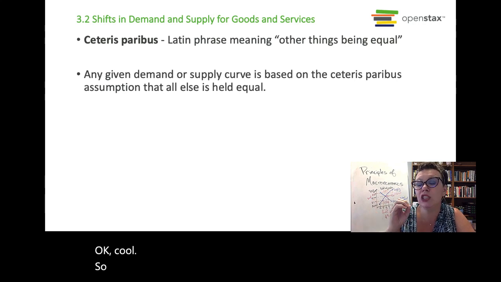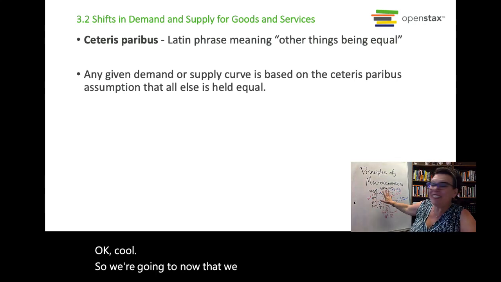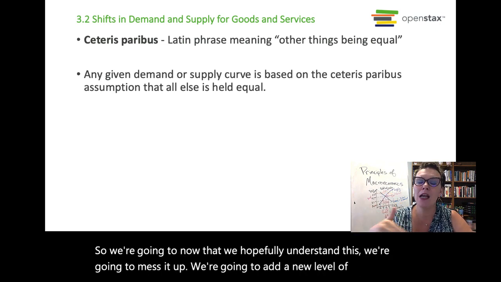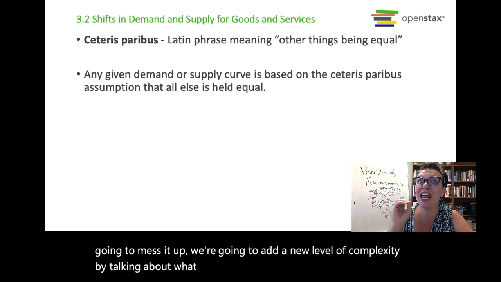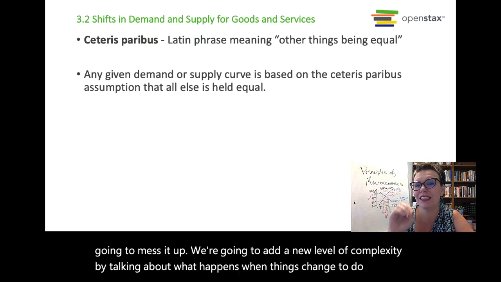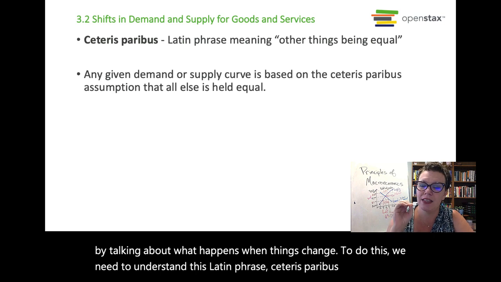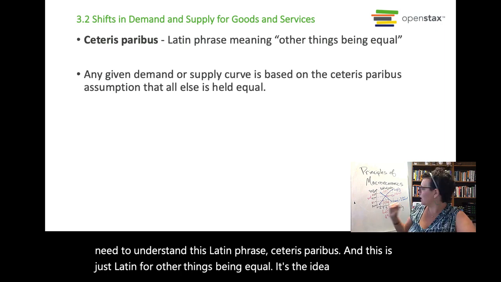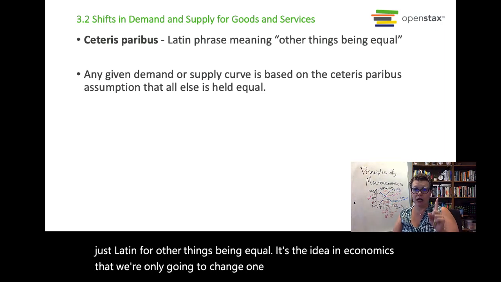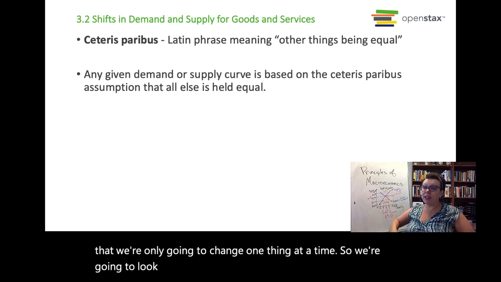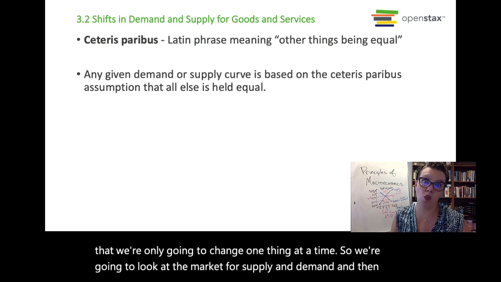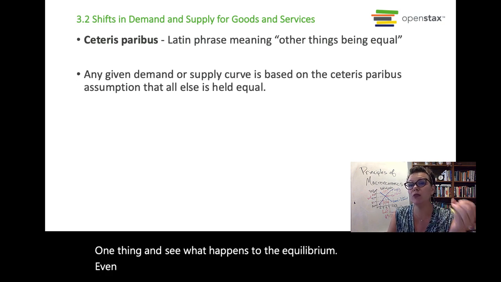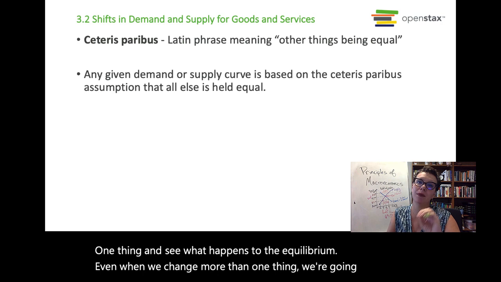So now that we hopefully understand this, we're going to mess it up. We're going to add a new level of complexity by talking about what happens when things change. To do this, we need to understand this Latin phrase, ceteris paribus. And this is just Latin for other things being equal. It's the idea in economics that we're only going to change one thing at a time. So we're going to look at the market for supply and demand and then change one thing and see what happens to the equilibrium. Even when we change more than one thing, we're going to do it step by step.